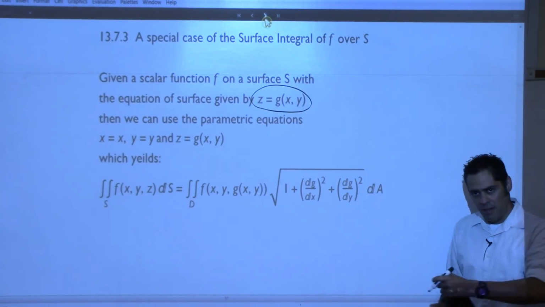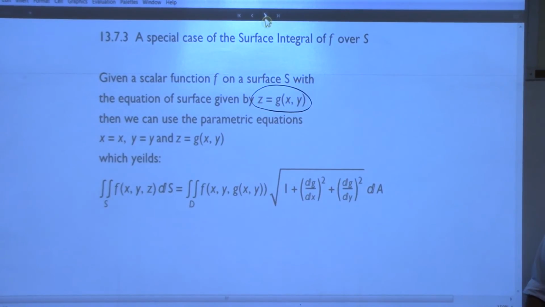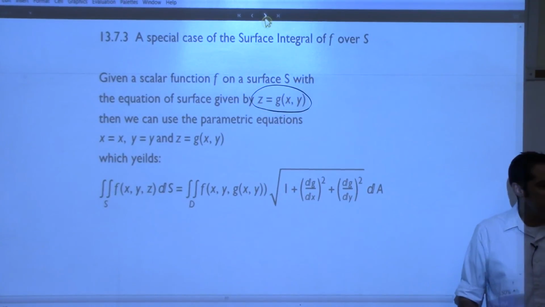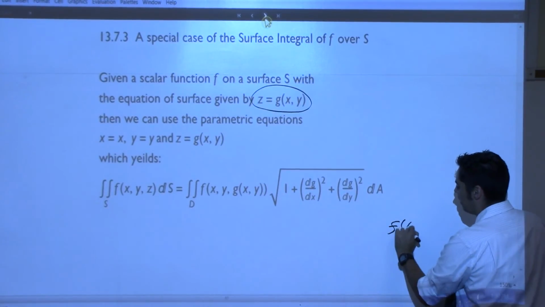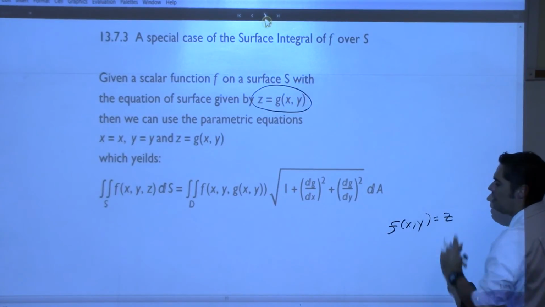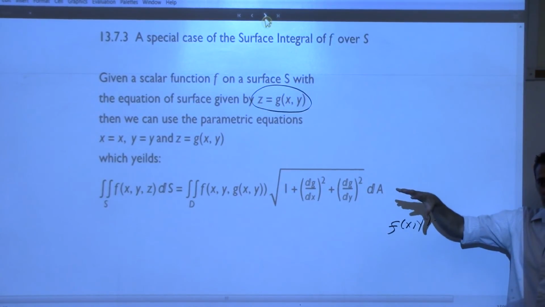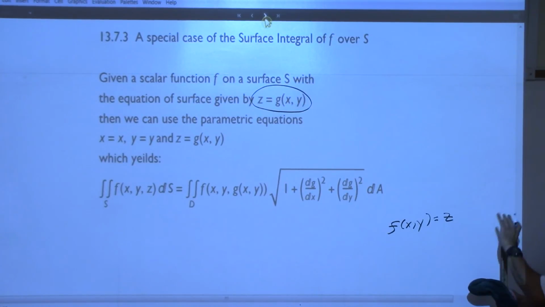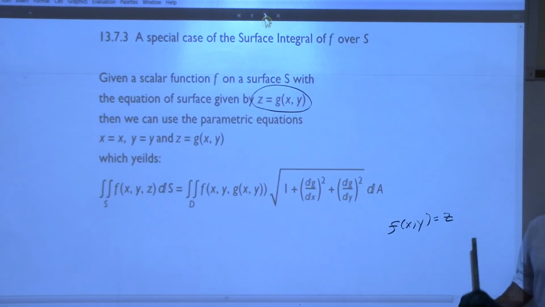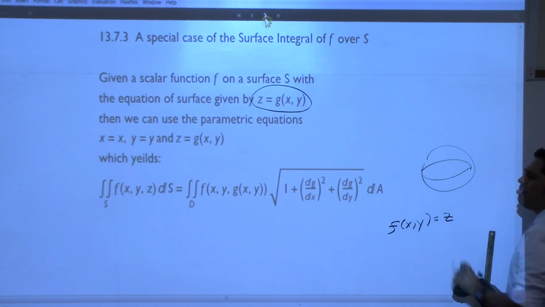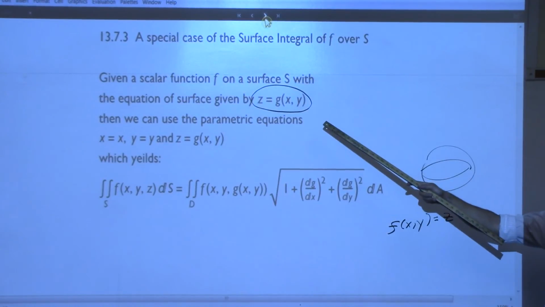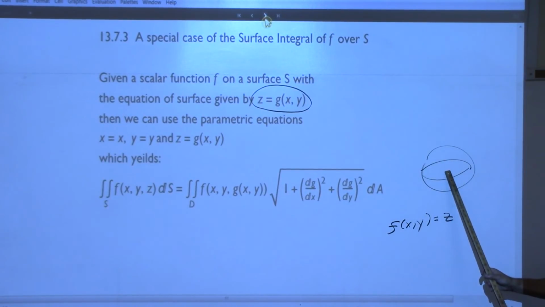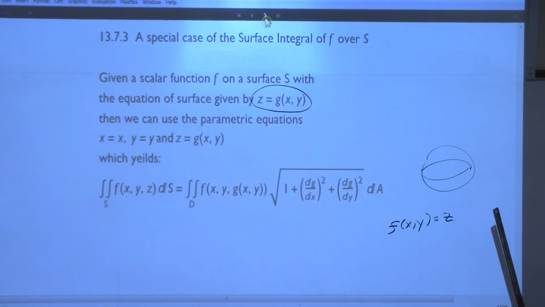When we first started chapter 11, I believe, we were looking at functions of several variables. And we said if you have a function f of x, y equals z, then that draws a surface, right? And the domain was the ground. If our surface can be drawn like that, then the formula we have for surface integrals becomes a lot easier to do. Now, the sphere we just did could not be done using this special case because you cannot write the equation of a sphere as a function of just 2 variables. You have to draw it with the vector function.